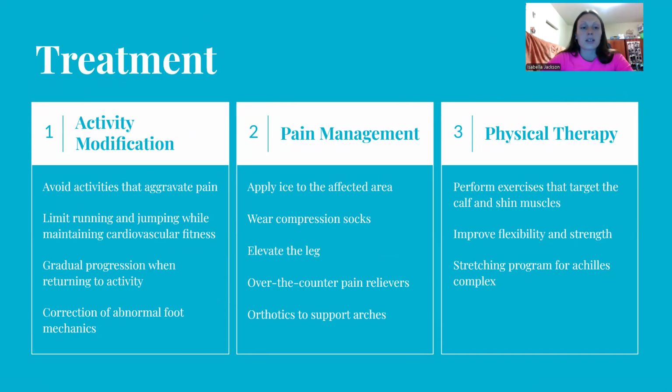Treatment. So activity modification, we want to take that impact off. We want to avoid activities that aggravate pain, limit running and jumping, but we also want to stay cardiovascular fit. So, cross training, taking impact off, and then gradual progression. And then this can also be caused by abnormal running mechanics, so we want to fix those.